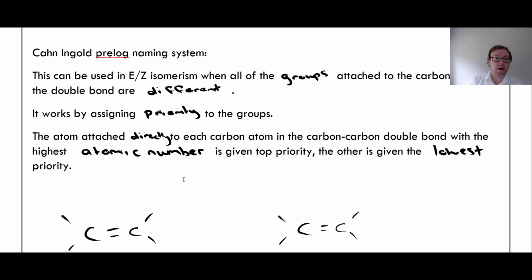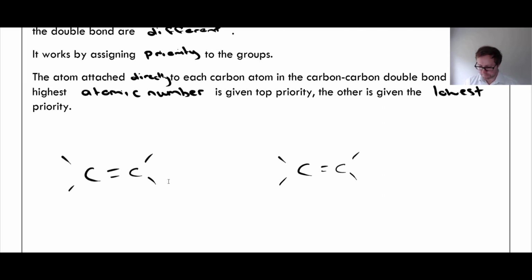Okay, so I'll explain by doing an example. We don't have to name this, but let's have F, Br on one carbon, and CH3, Cl on the other. So F and CH3 on the left, Br on the right, Cl below.